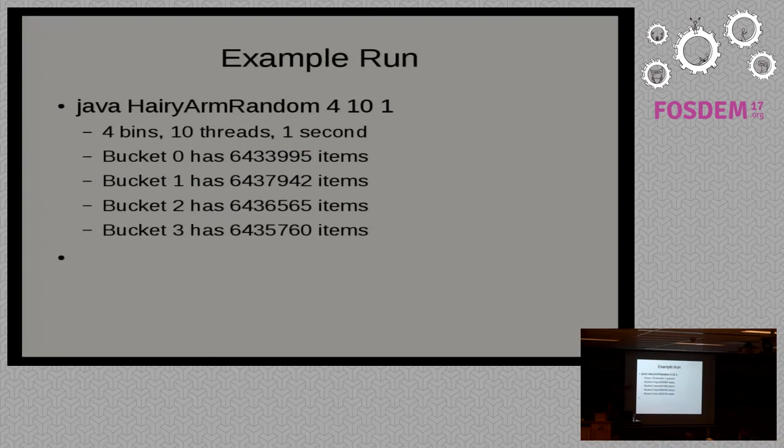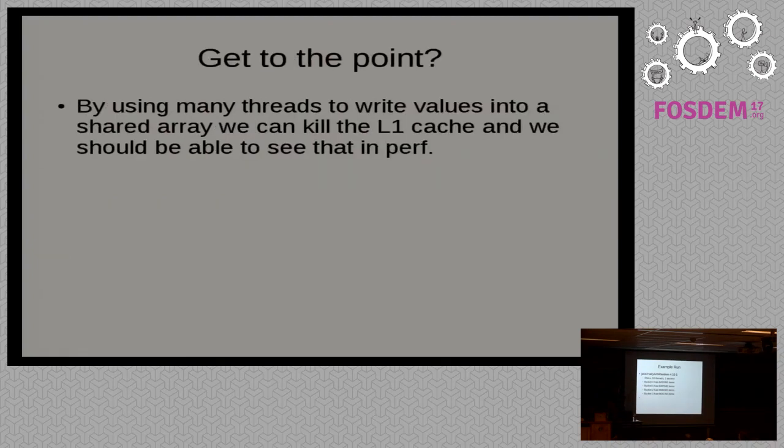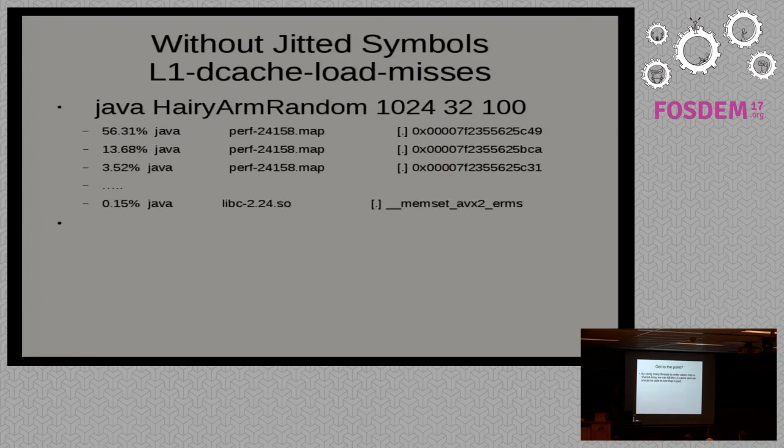So here's just a sample example. If I ran with 4 bins and 10 threads for 1 second, you can see that Java random really does do a pretty good job of getting numbers equally distributed in the last bits. Okay, get to the point, I've gone off on a tangent. But the idea is that by using many threads to write into this array of bins, I can cause some cache problems, and we should be able to see those with perf.